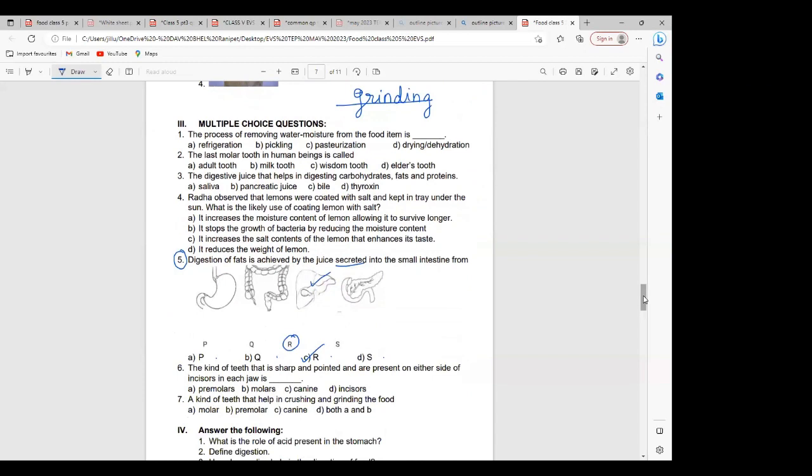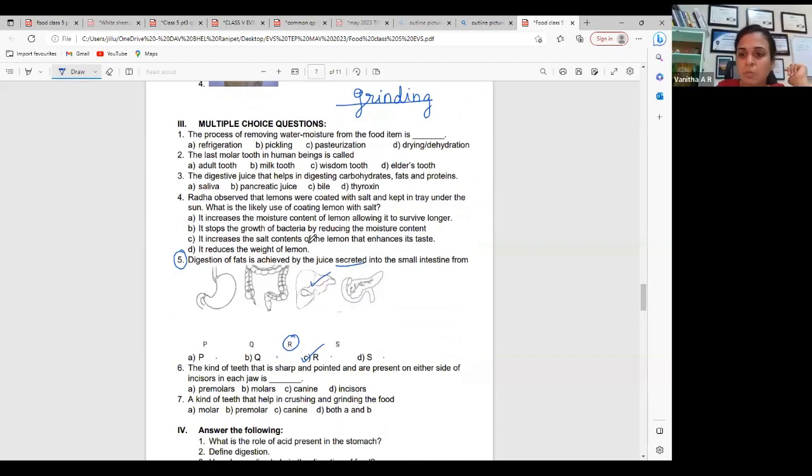So there's this 4th question also. Radha observed that lemons were coated with salt and kept in a tray under the sun. What is the likely use of coating lemon with salt? Again, thinking part. So there are 4 options. You can give me the correct option from that.